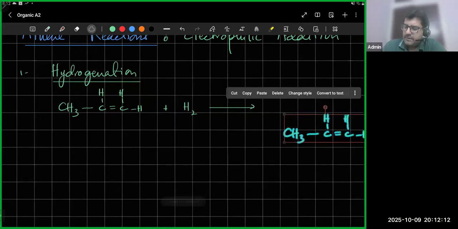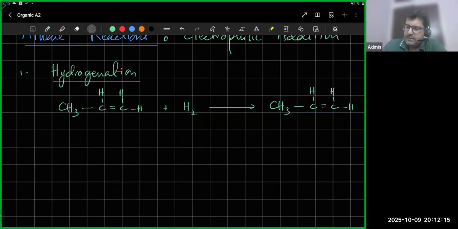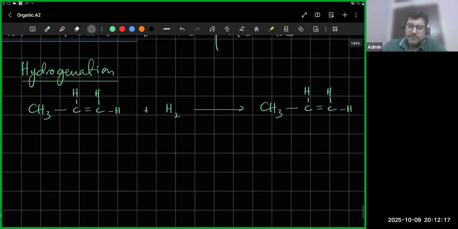So this molecule, the only thing is that H atoms are going to get added to it. So there's going to be an H that's going to get added to this, an H that gets added to this one, and the double bond in the middle goes away. Okay, so that is hydrogenation.